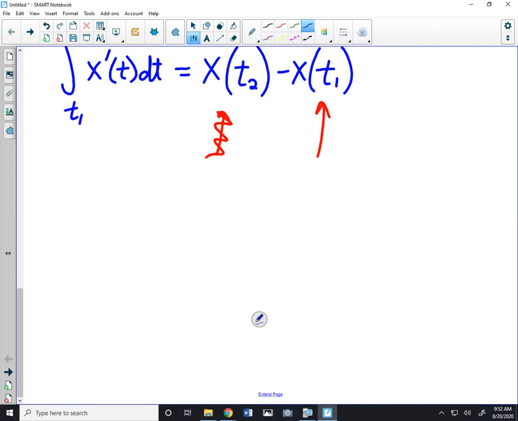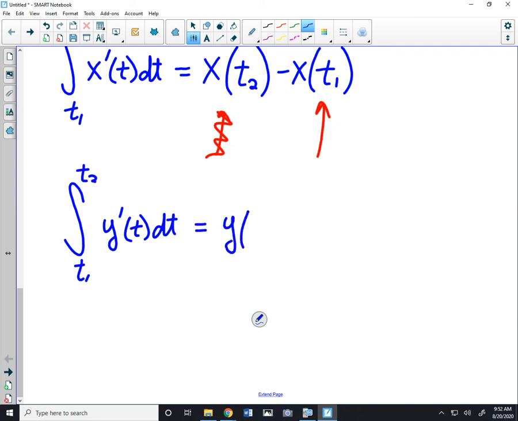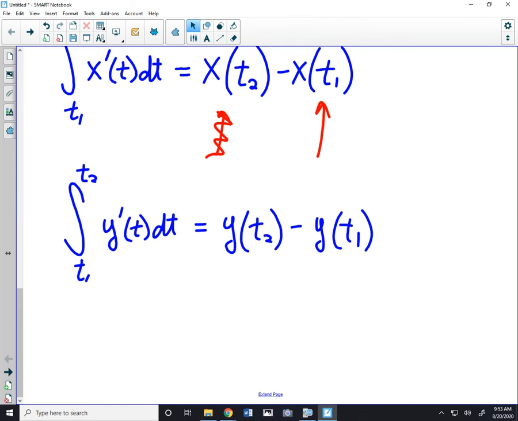If I want a y, well, it's just the same problem again. We're going to have a y prime from t1 to t2, and that's going to be the y position at t2 minus the y position at t1. Remember that this starts with the y prime and integrates back to the y. It's got to change. It's got to be the antiderivative. Otherwise, you're not going to know what you're doing.